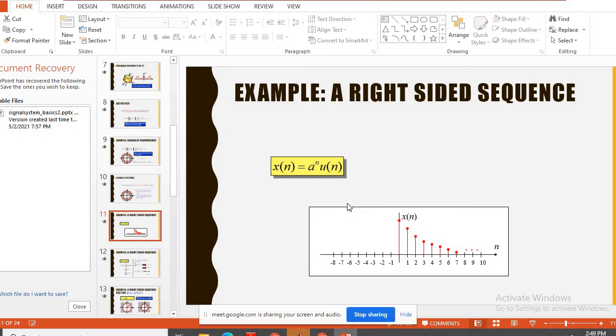So here, what is the interrelation? Is it rising exponentially like this? Is it shown? No. It is shown decaying. So the meaning is that your a must be less than 1. Then only it will decay.